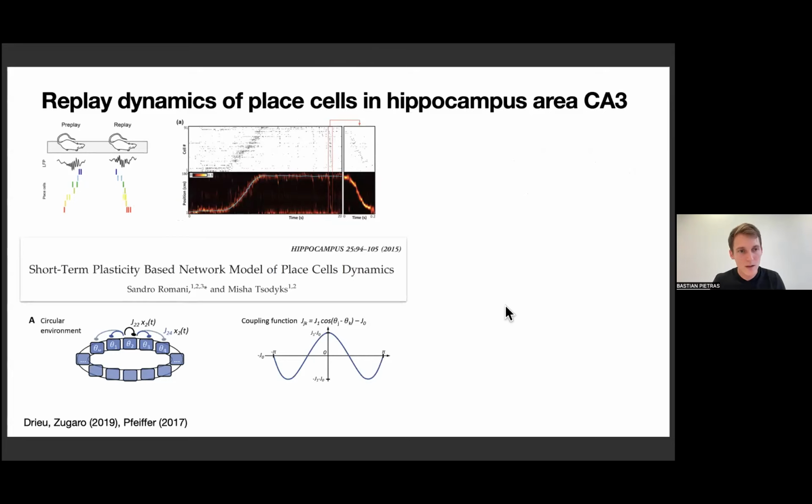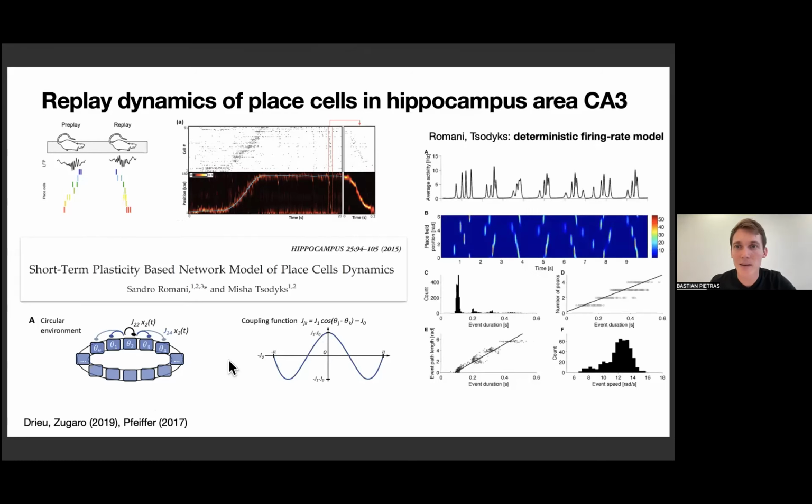So one of the important models was by Romani and Tsodyks like 7 years ago, where they considered a circular environment, sketched down on the left. They took 100 heuristic mean field models, coupled them via this Mexican hat coupling function. And what they found was, with the short-term plasticity, you see metastable activity here on the average activity, averaged over all 100 populations. And from time to time, you see these bursts.